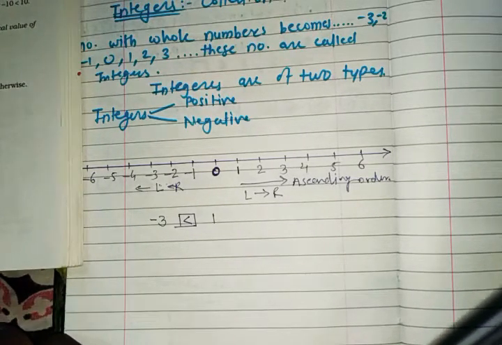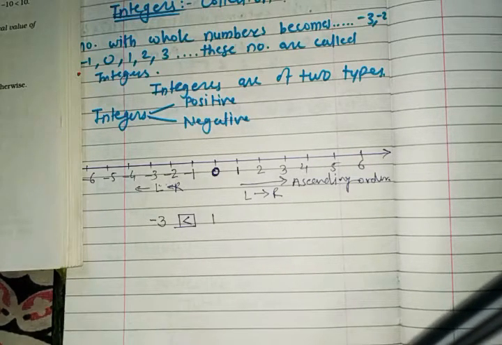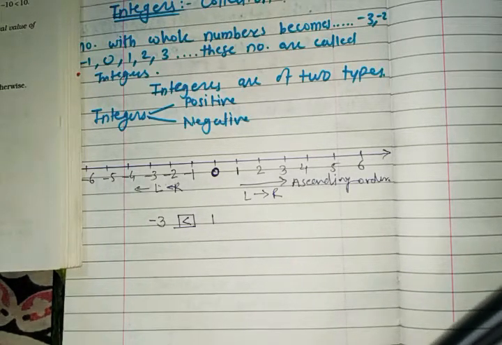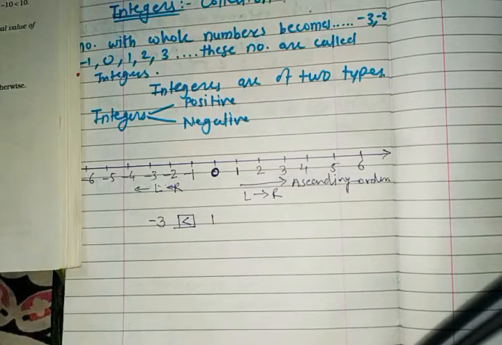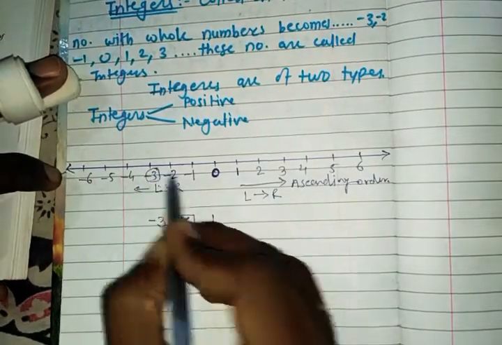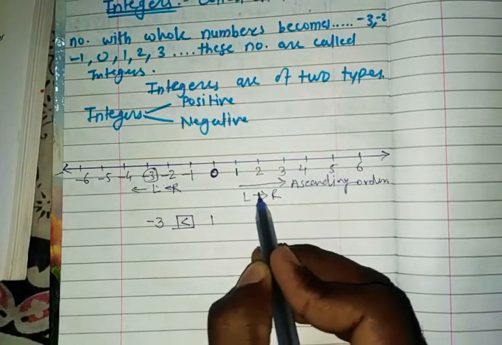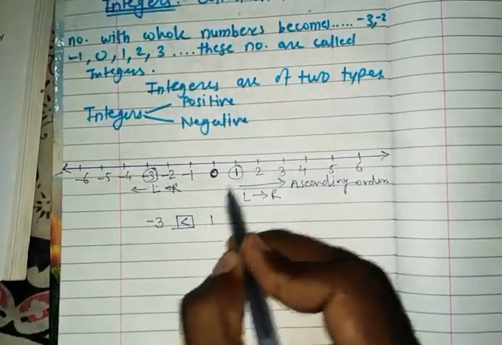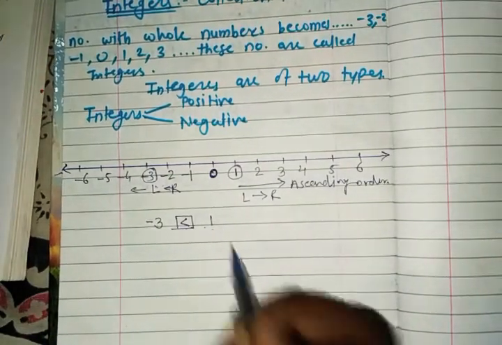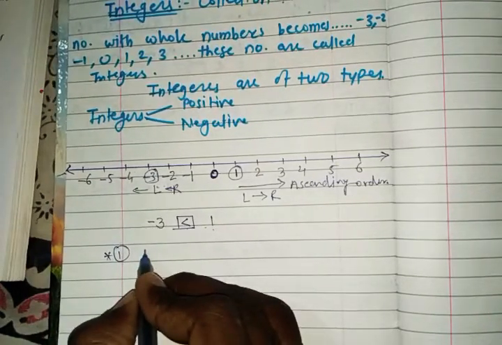If we represent two integers on the number line, we follow the convention, right? That convention is: the number occurring to the right is greater than the number on the left. So in this comparison, 1 is on the right side and -3 is on the left hand side, hence 1 is greater.